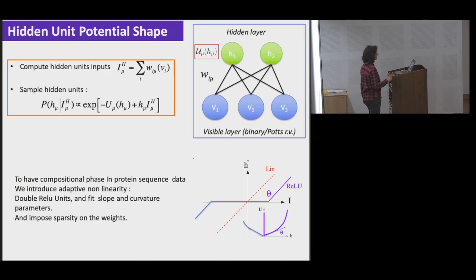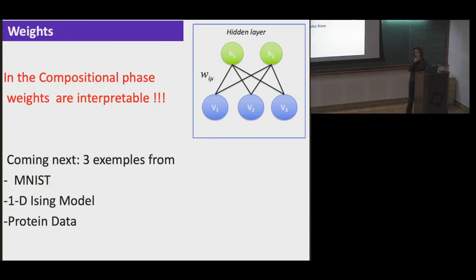So I will try to show you that in this compositional phase, weights are interpretable. This is the key factor of this very simple machine, that you can really interpret these weight vectors. And I will show it in 3 examples: the MNIST set, the 1D Ising model, and protein data sequences.